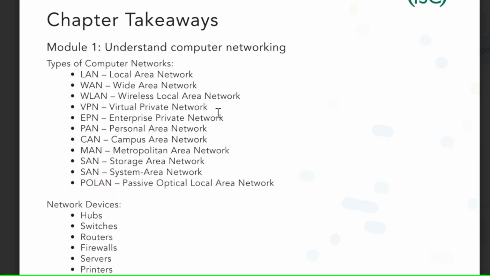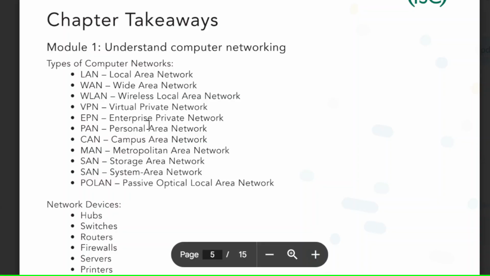Then MAN, metropolitan area network, used in big cities. Then SAN, storage area network, used to store data. Then SAN again, system area network, used to connect different systems. Then POLAN, passive optical local area network, where we use optical cables to connect.